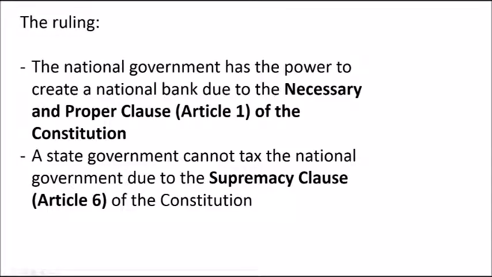So, two key parts of the Constitution strengthened early in our nation's history: necessary and proper clause and the Supremacy Clause, which definitely gave a leg up to the national government over state governments, really for the first clear time in U.S. history.